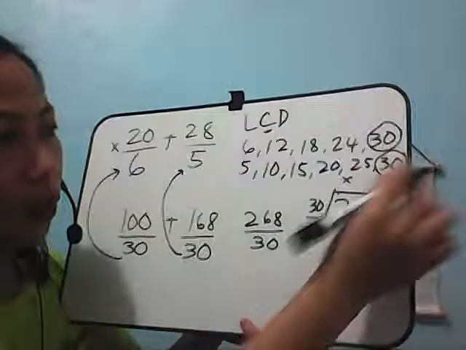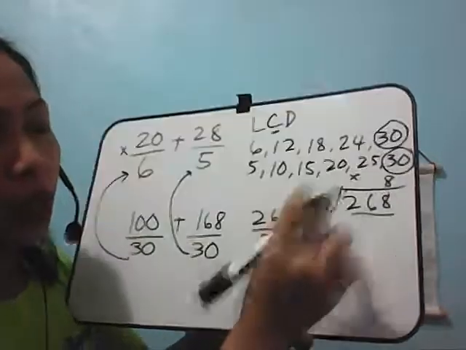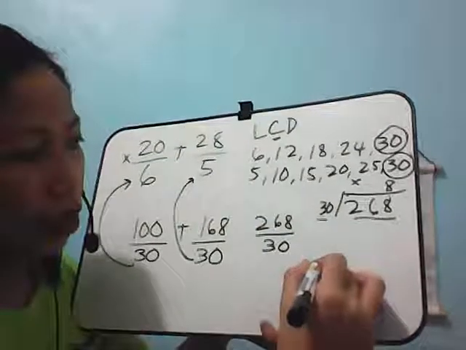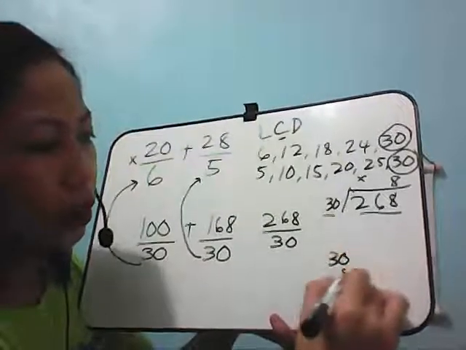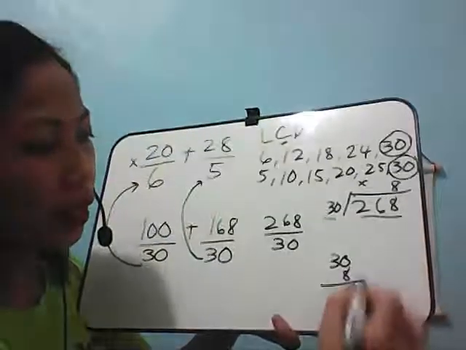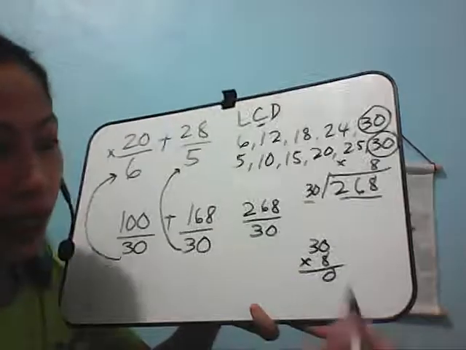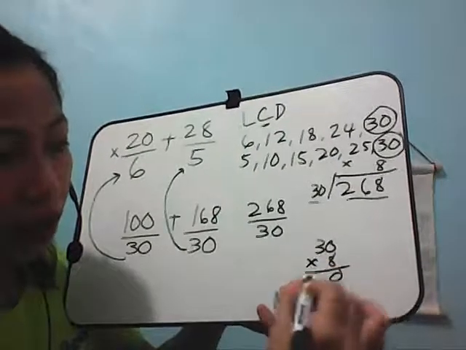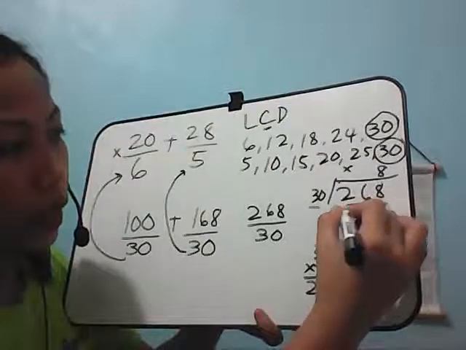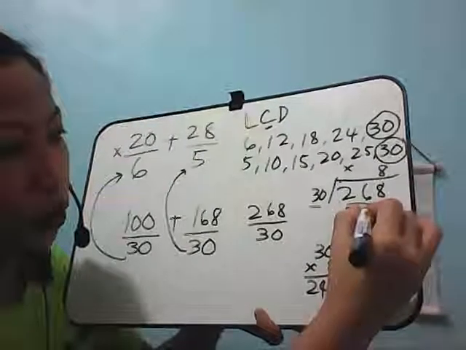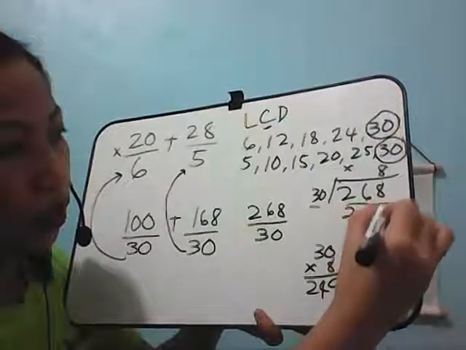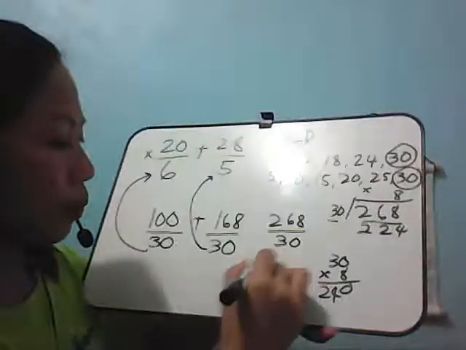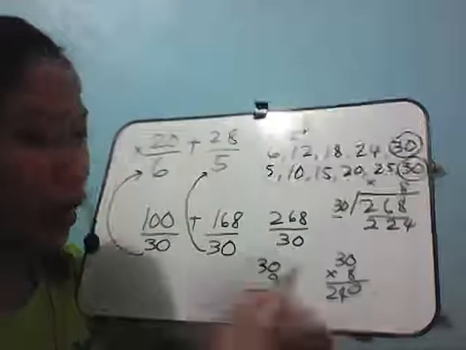Of course, our quotient, i-multiply natin sa ating divisor. Okay, so let's go. 30 times 8. So again, 0 times 8 is 0. 8 times 3 is 24. So lagay natin dito si 24. Baka pwede pa nating 9. Tingnan nga natin. 30 times 9. Let us see for a while.